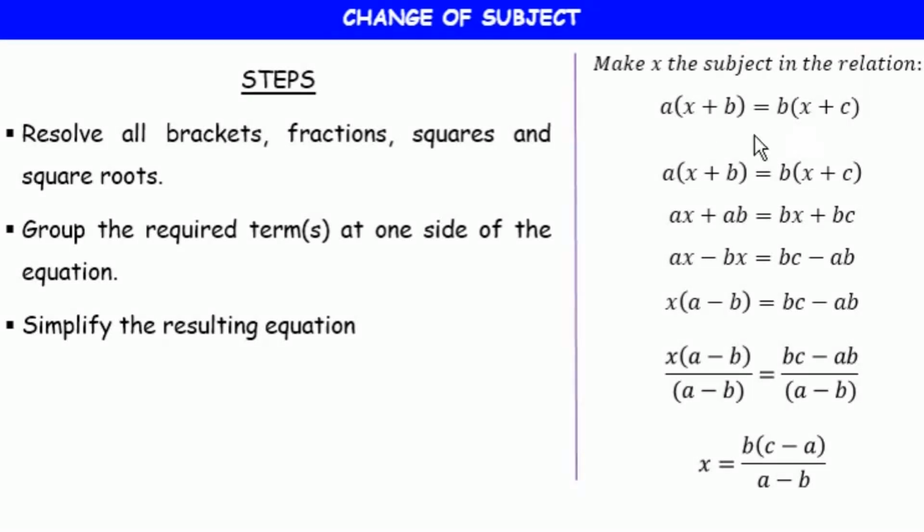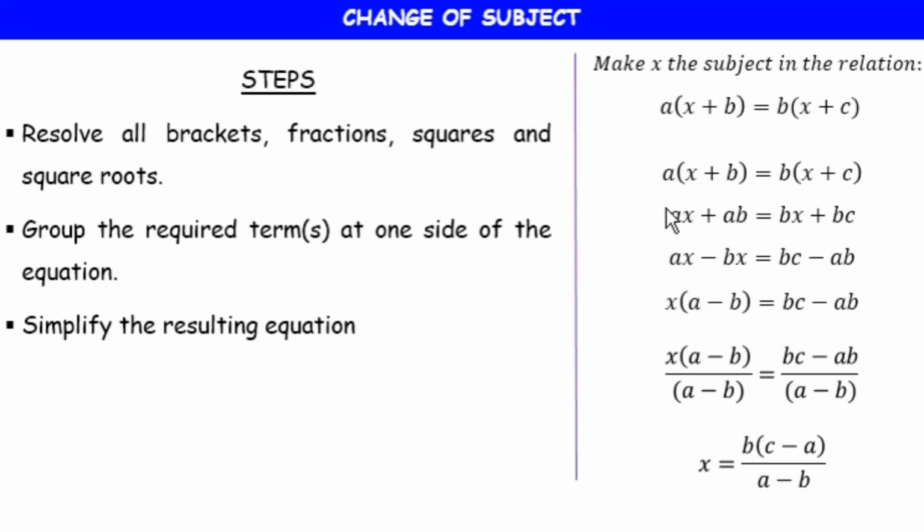We have this expression here: a into bracket x plus b is equal to b into bracket x plus c, and we have to make x the subject in this equation. The first thing, as we are seeing here, is to resolve all brackets, fractions, squares and square roots. Here we have a bracket, so the first thing we have to do is expand this bracket.